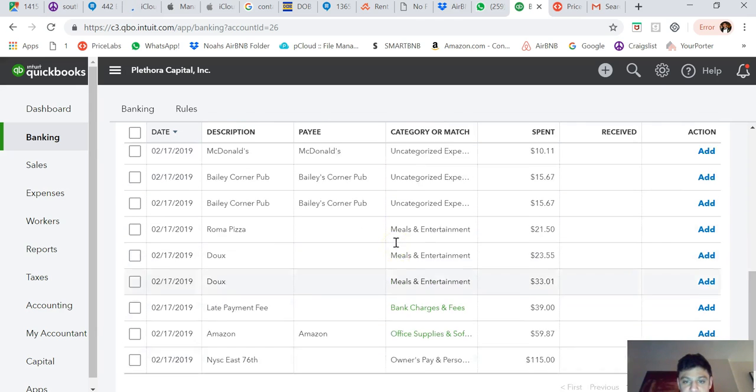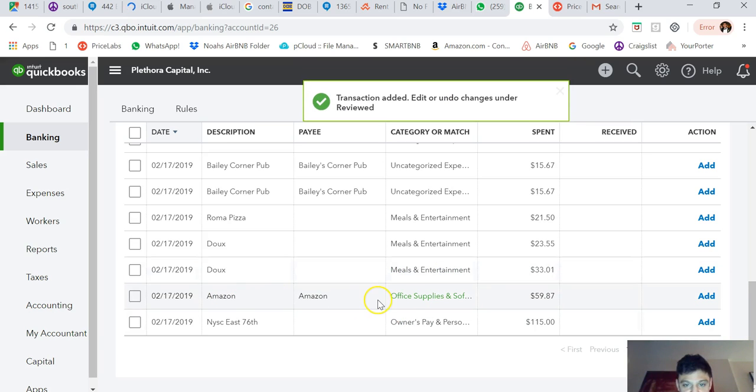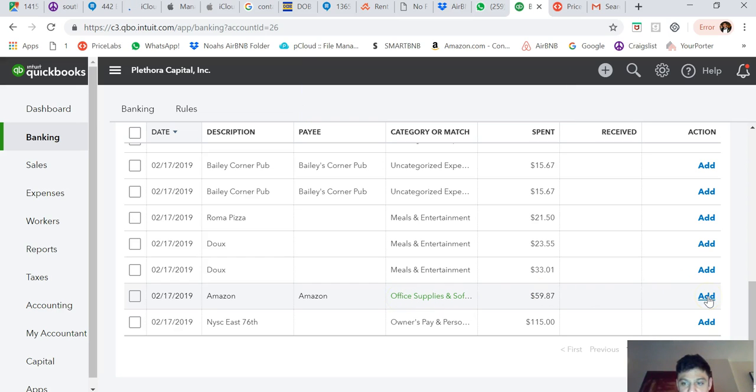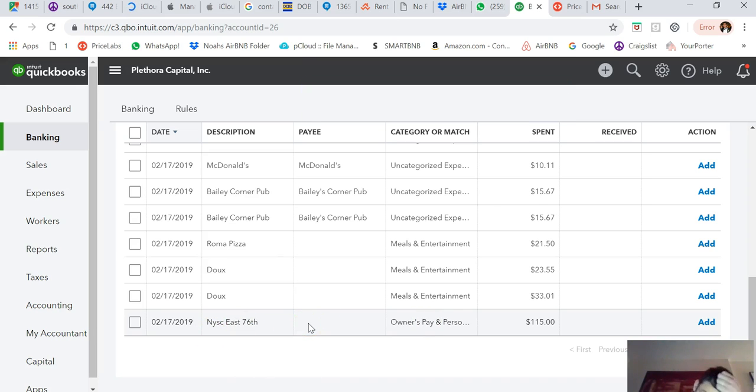So, for example, these are all fees. Late payment fee is categorized as bank charges and fees. That sounds about right. Something from Amazon, they're categorizing as office supplies and software. I'm okay with that. NYSCE 76, this is a gym membership.